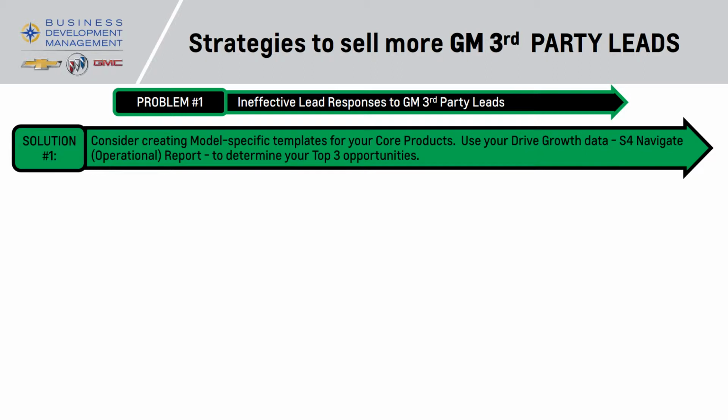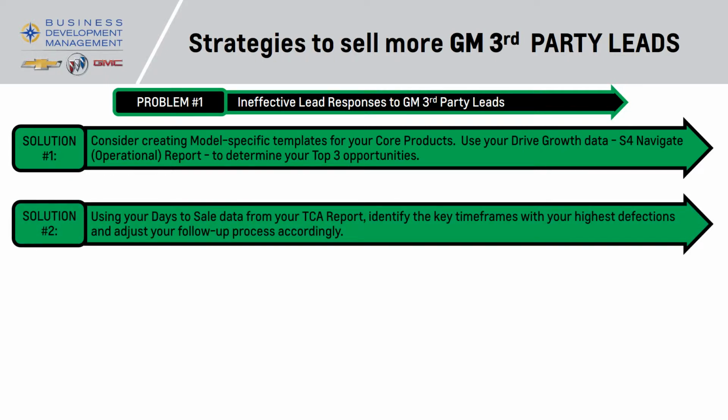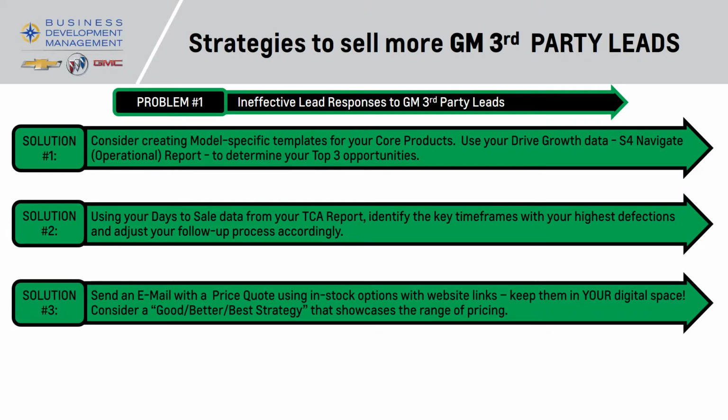to that, consider creating model-specific templates for your core products. Use your drive growth data, S4 navigate operational to determine top 3 opportunities. Use your days to sale, identify key time frames with your highest defections, and adjust your follow-up process. That gives you intel into when the customer is buying. Obviously, send an email with a price quote using in-stock options with website links. Keep them in your digital space. Consider a good, better, best strategy that showcases the range of pricing.